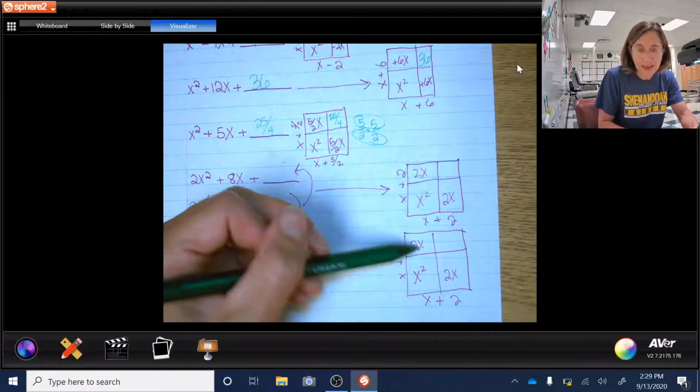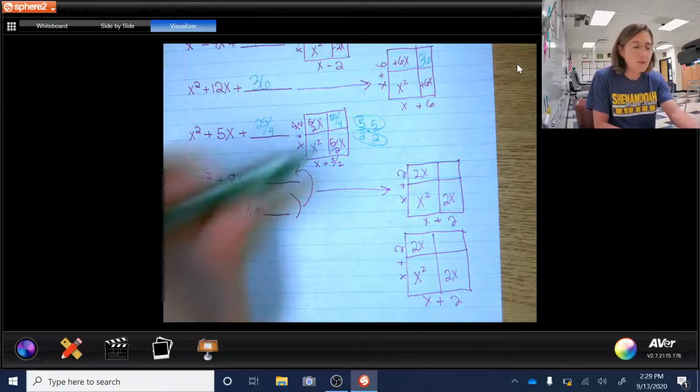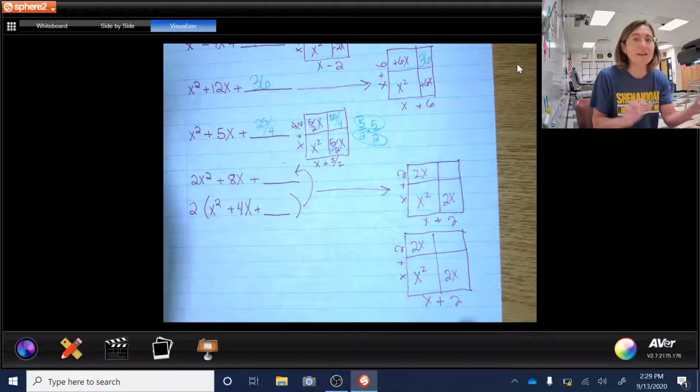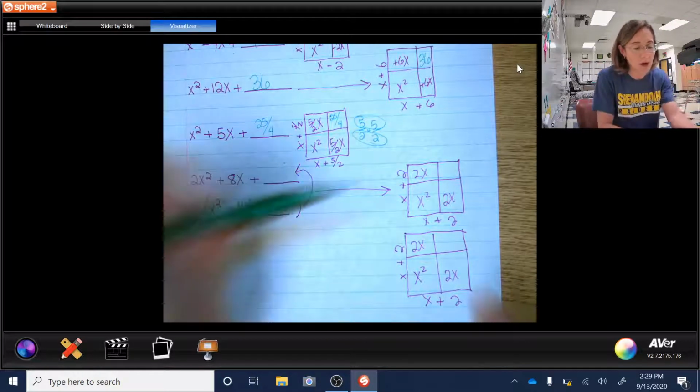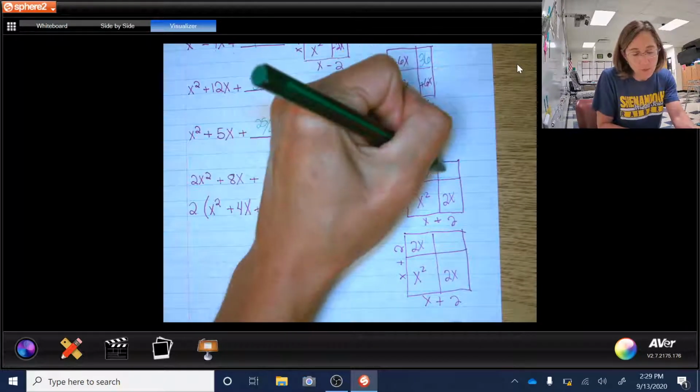So 2, 4, 6, 8. So you can still see all 8 of the x's represented here. So I wonder what would finish out one of these boxes. What would complete that square? So think length times width. 2 times 2, that would be 4.